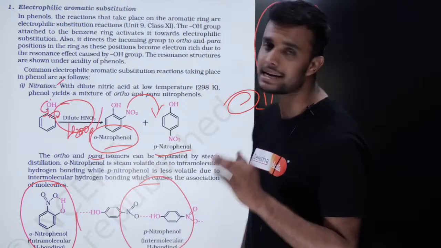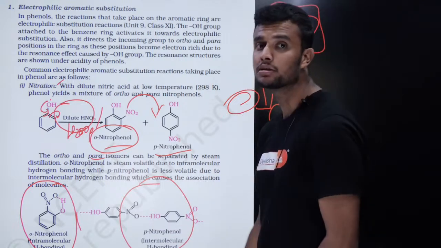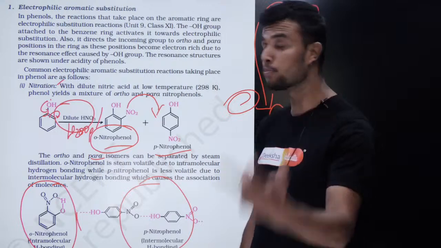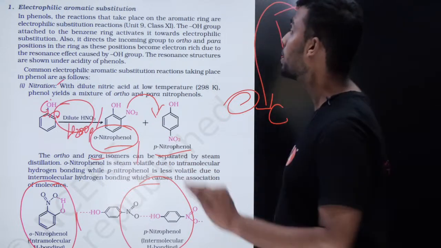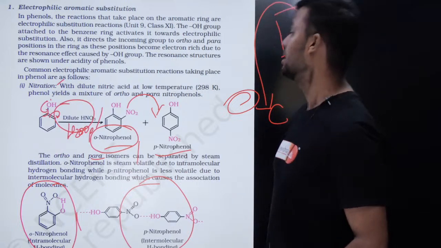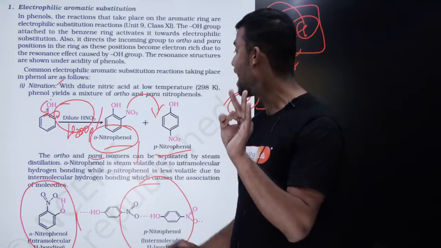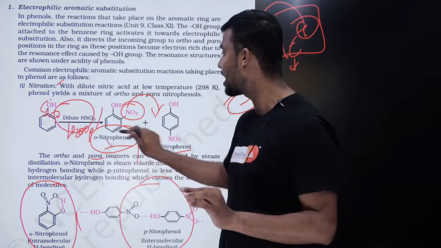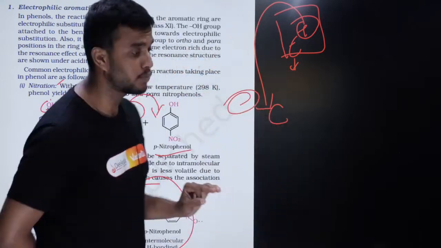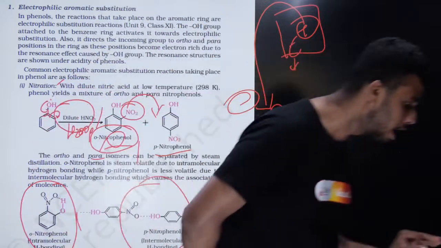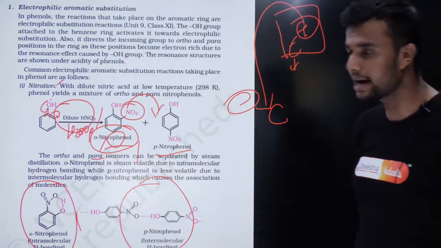What happened whenever it undergoes nitration? It forms two products, both the ortho-substituted compound and the para-substituted compound. Whenever the electrophilic attack happens, the electrophile attacks either at the ortho position or the para position. I hope it's clear, my dear students.